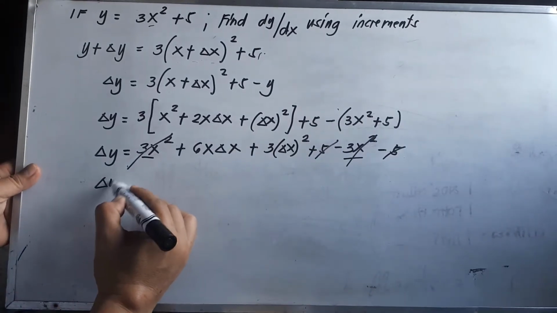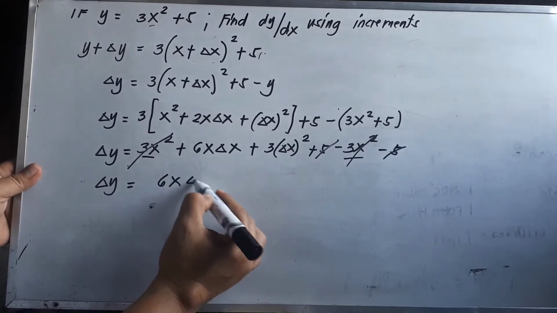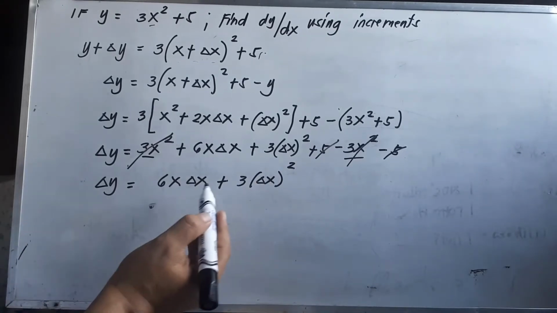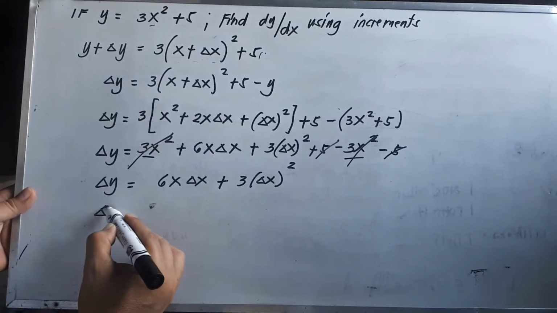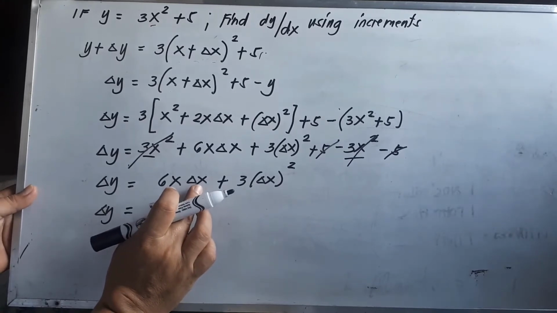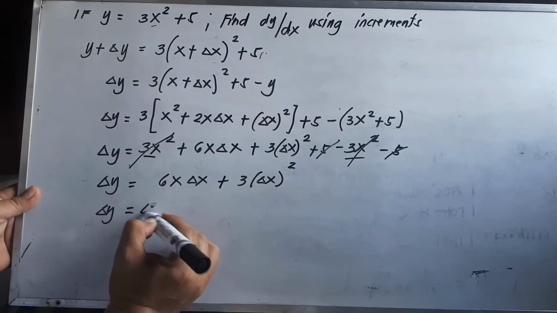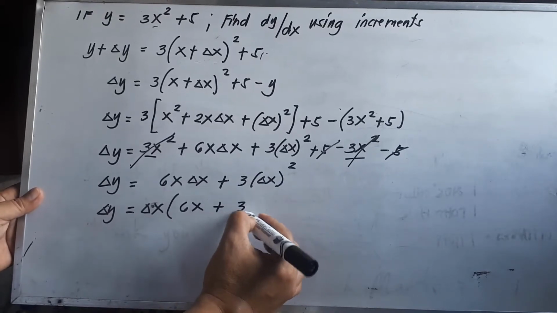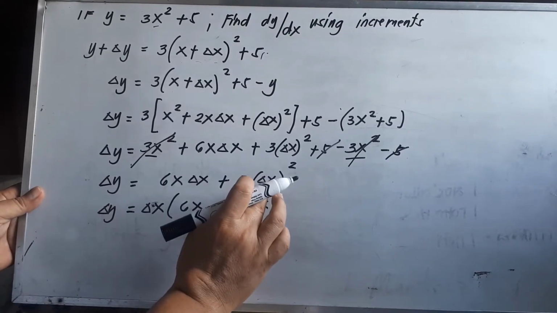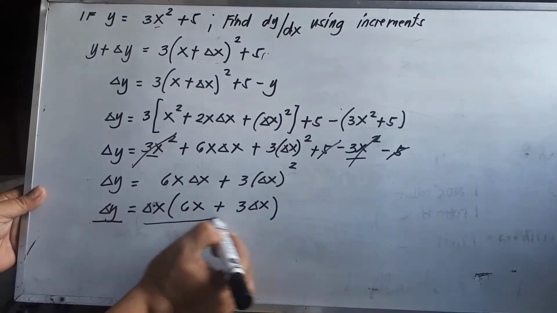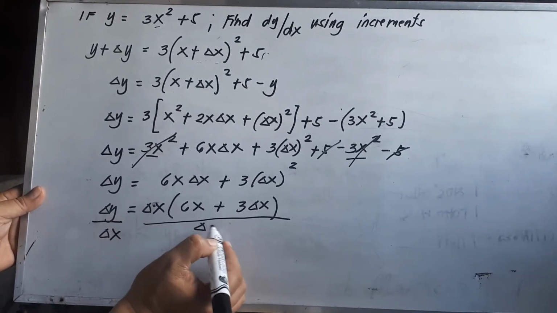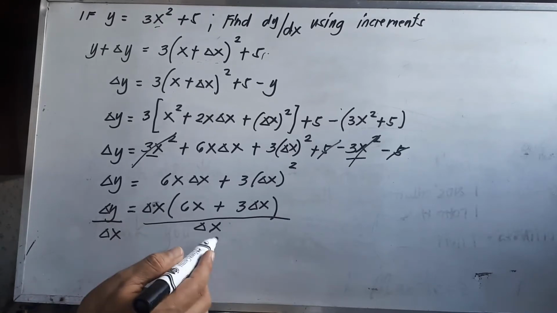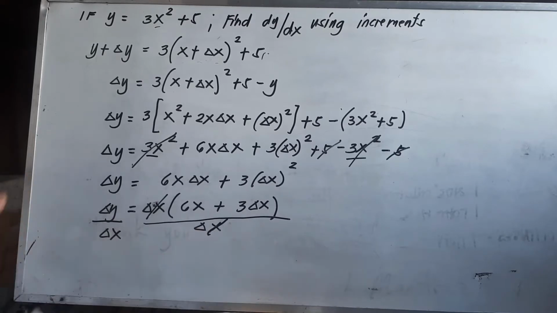So what remains now is change of y, which is equal to 6x change of x plus 3 change of x squared. The next thing to do is to factor out common factors. Notice the change of x in both terms, so you could bring out change of x. What remains is 6x plus 3 change of x, since we still have one change of x remaining there. Then divide both sides of the equation by change of x, and we can cancel out the change of x.